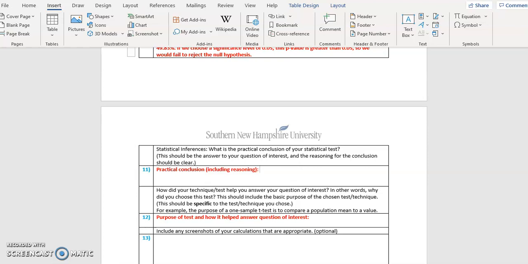If you chose the p-value for number 10, a little bit of this 11 is going to be overlap because this is statistical inferences. What is the practical conclusion of your test? If you didn't discuss the right calculation or a particular calculation in number 10, you're going to have to restate the p-value part.